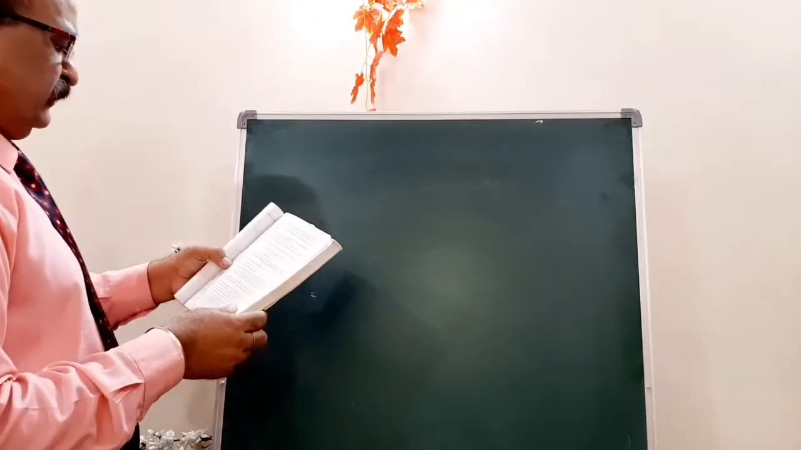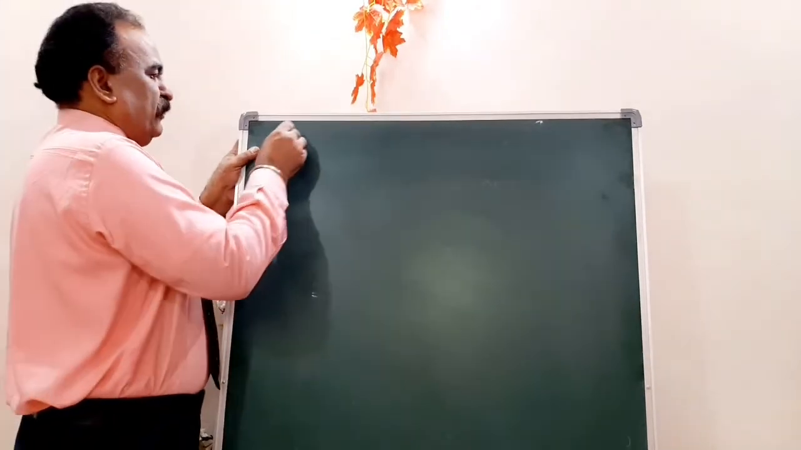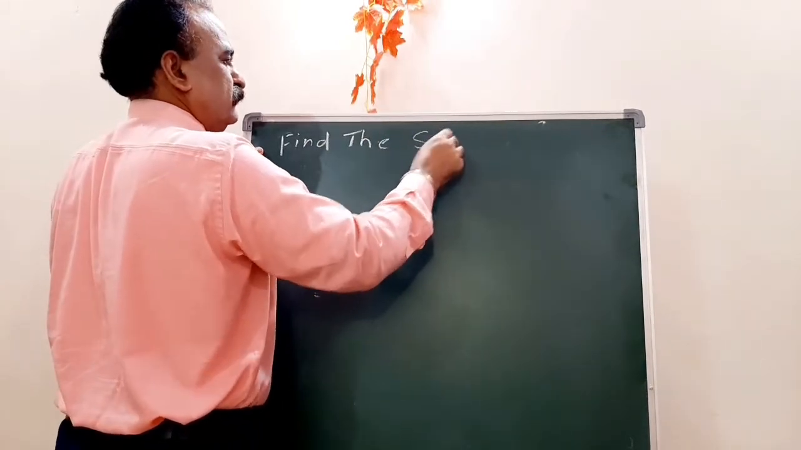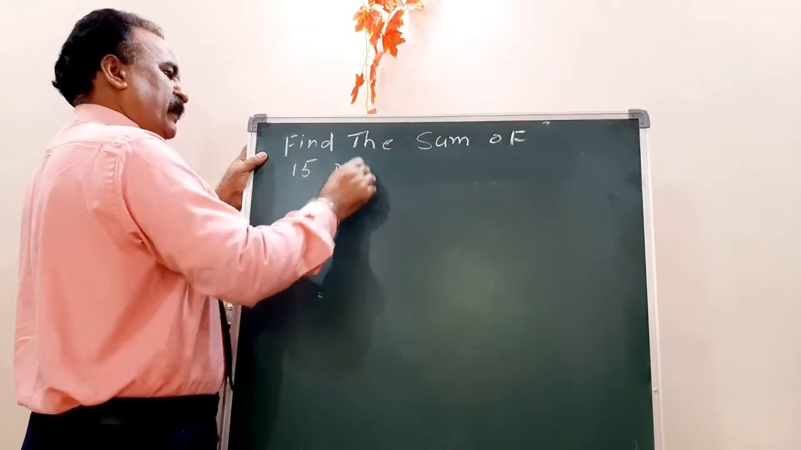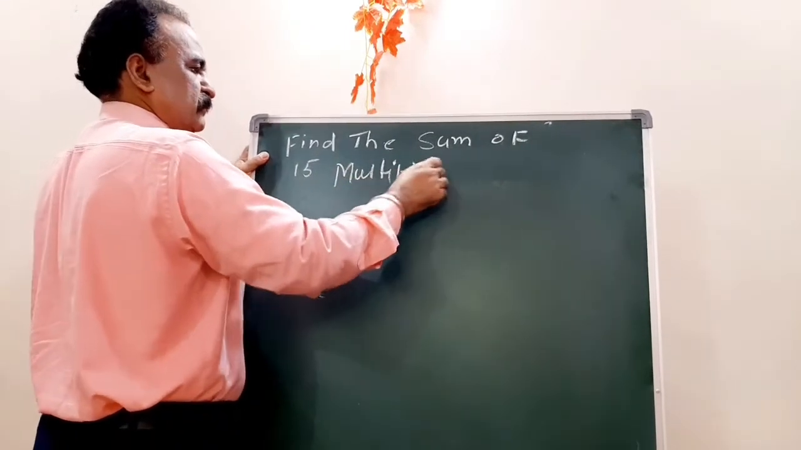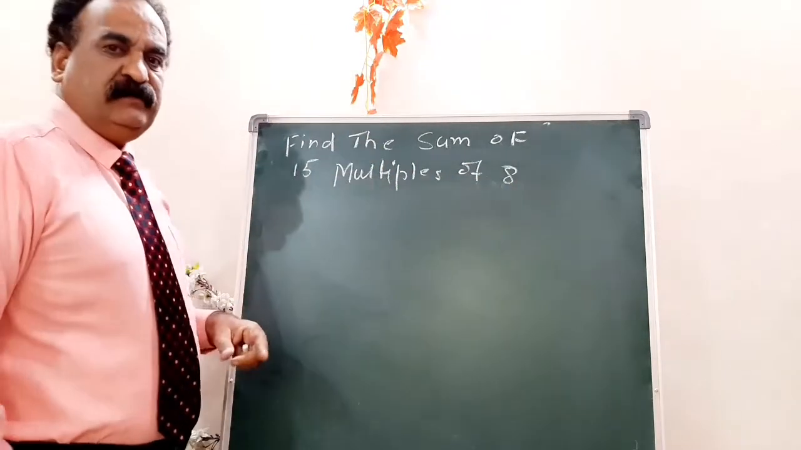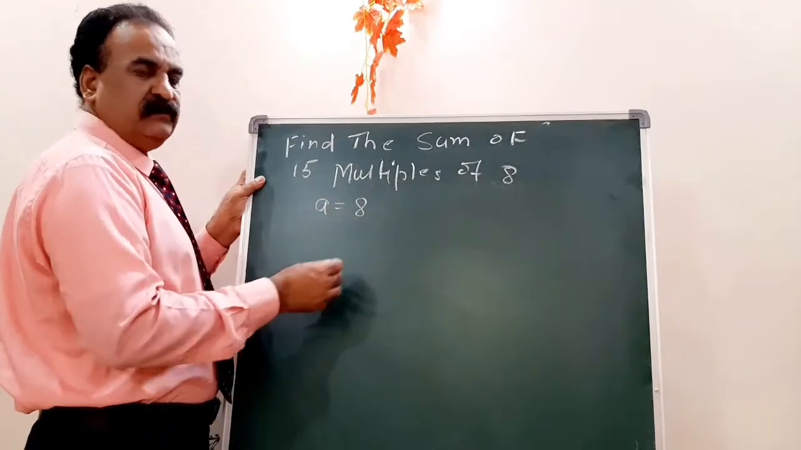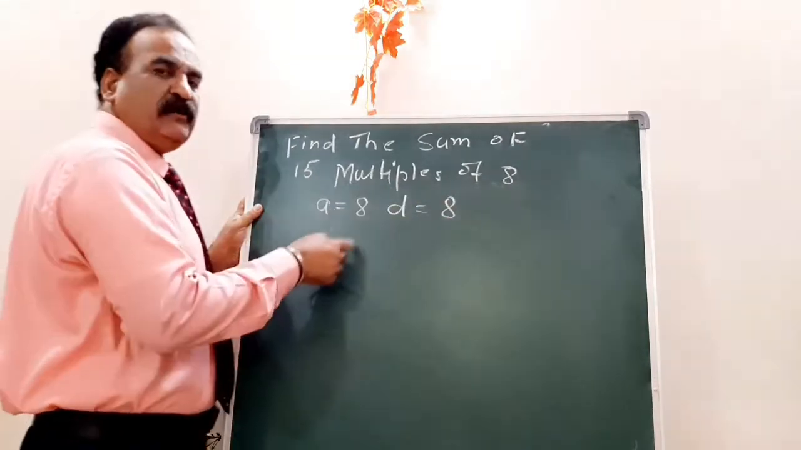My next question is, find the sum of first 15 multiples of 8. First 15 multiples of 8. It means a is equal to first term will be 8. Common difference will also be 8, because you want a multiple of 8.